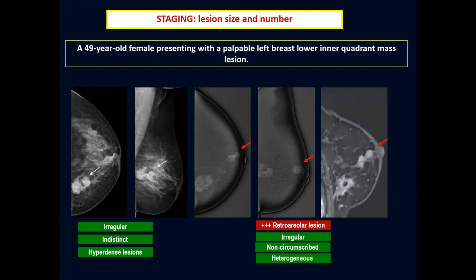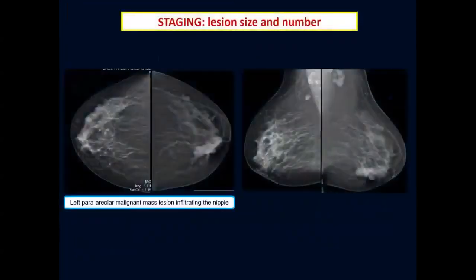This was the MRI of the same patient, showing exactly the same findings like the contrast mammography. This was another case. She had a left paraareolar malignant mass lesion that was apparently infiltrating the nipple.